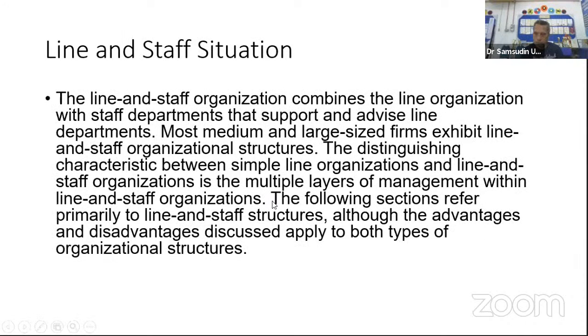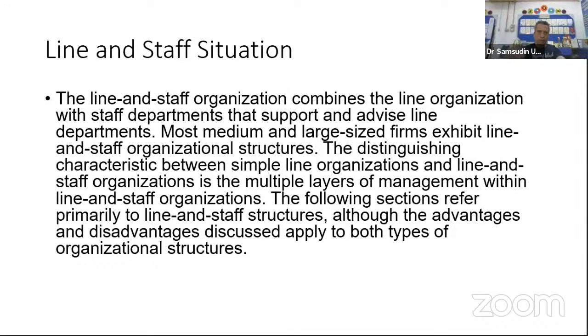Okay, now we move to the next slide. Now it's about the combination of line and staff situation. The line and staff organization combines the line and staff. So how does this combination happen? It happens because of the job function. Although there are advantages and also disadvantages of the line and staff structure that we are going to discuss, first, you need to understand the line situation and the staff situation.